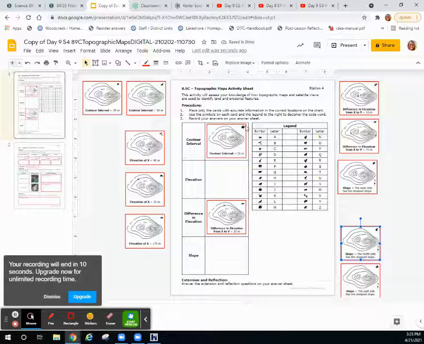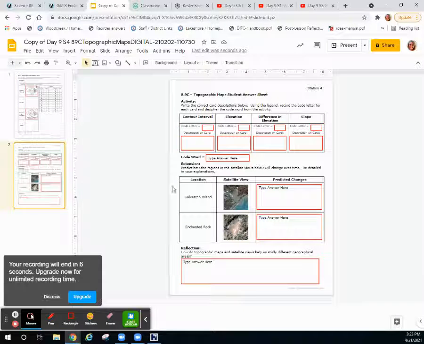Once you've done that, you'll match the symbol with the letters in the legend and record the information onto your activity sheet. And it's important that you check out the extension so you get some exposure to satellite.